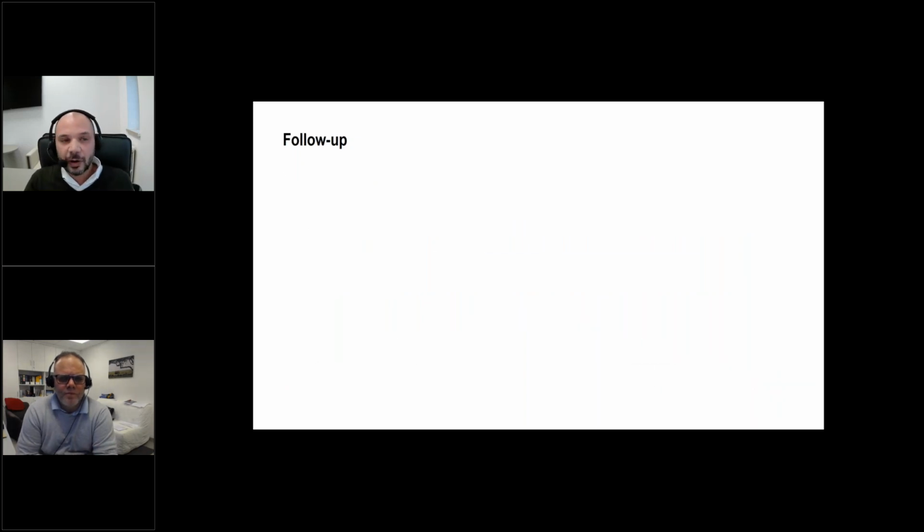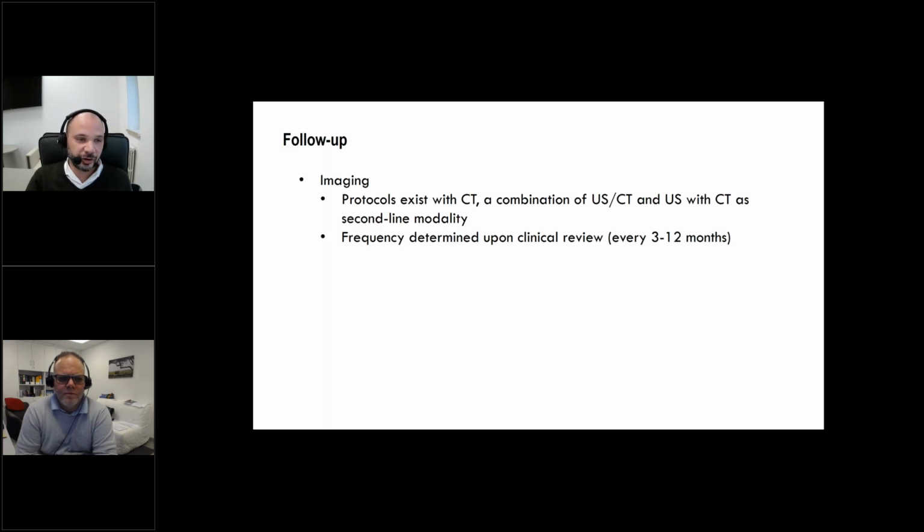Finally, follow-up, which is certainly instrumental in a chronic and highly recurrent condition such as cystinuria. In terms of imaging, several centers have different protocols in place. Some of them use CT scans as a first level. Others, in order to reduce radiation exposure, use a combination of ultrasound and CT scan. Some others use ultrasound as first line, followed by CT if needed.